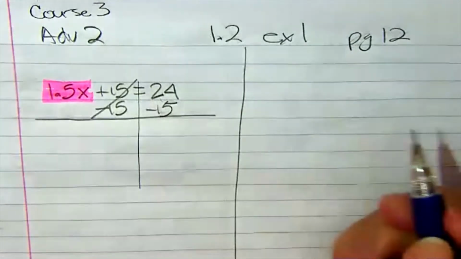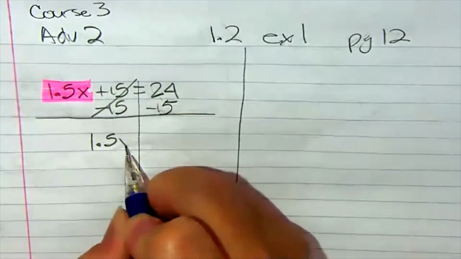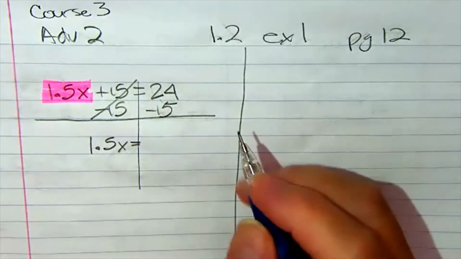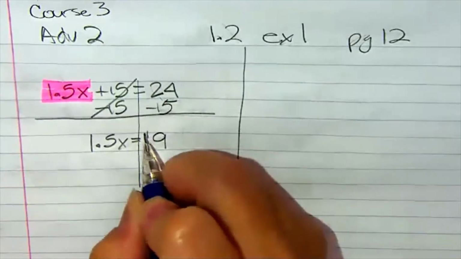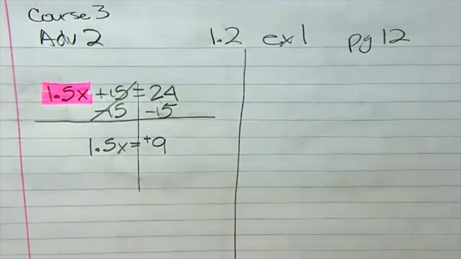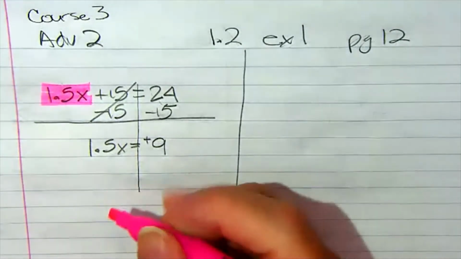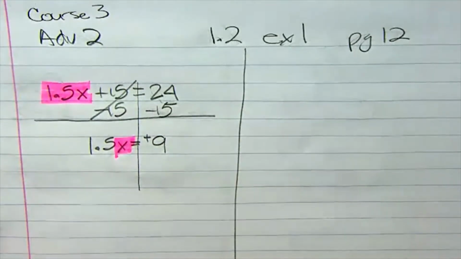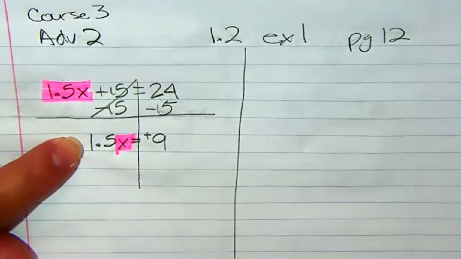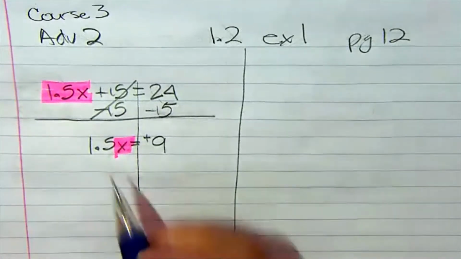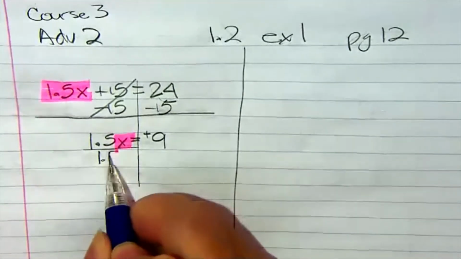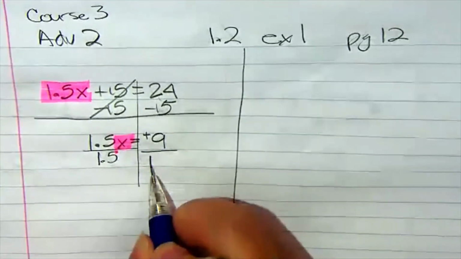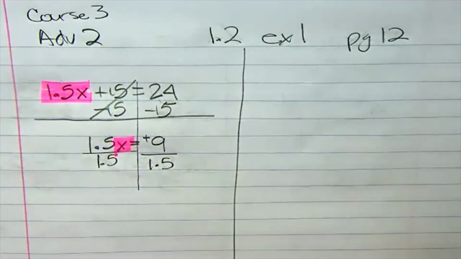Okay, these guys cancel. And I'm left with 1 5/10 times x. I have a positive and a negative, so I'm going to subtract and keep the sign of my largest number. Now, I need to isolate my x. So to do that, I need to get rid of this times 1 5/10. So I'm going to divide by 1 5/10. What I do to one side, I must do to the other.